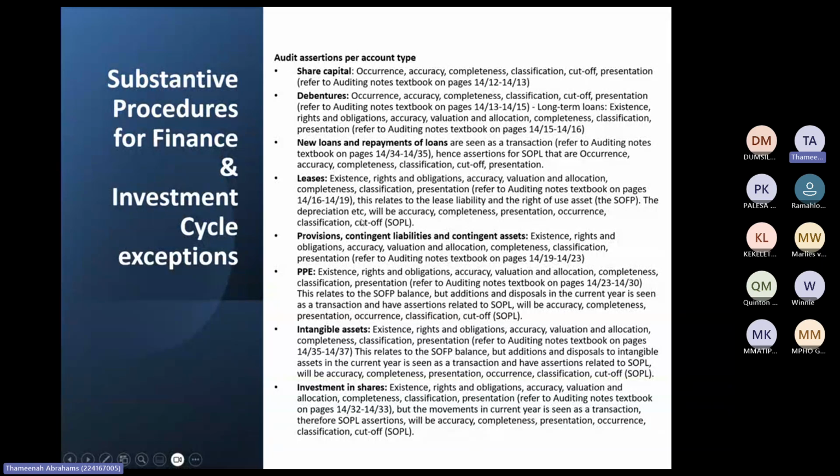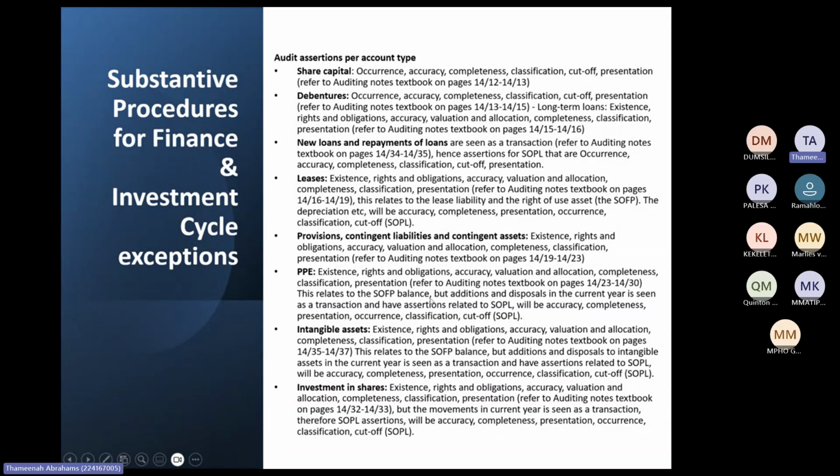And then, of course, the depreciation of your lease for a right of use asset will be statement of profit and loss, because depreciation is in your statement of profit and loss. Then provisions, contingent liabilities, and contingent assets are statement of financial position. There are procedures around that on page 19 to 23. Then PPE, like I said, is statement of financial position on page 23 to 30.